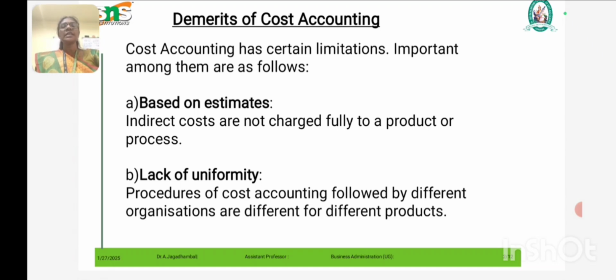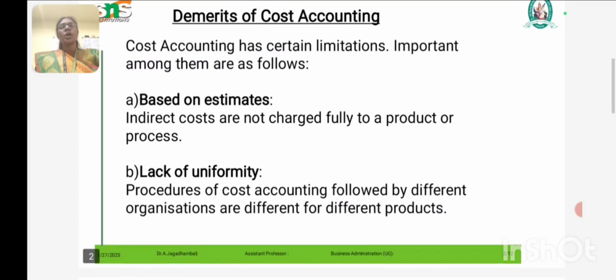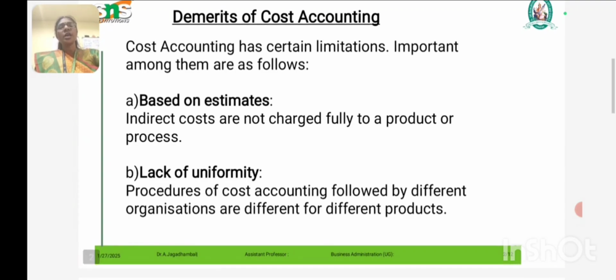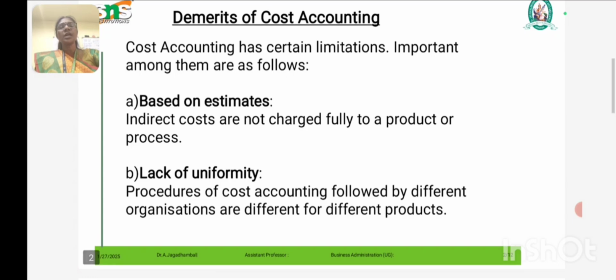Indirect costs are not charged fully to a product or process, because mainly in cost accounting only direct material, direct labor and direct expenses are added to the particular things. The indirect costs are not charged fully because we are taking only a limited amount, so it is based on the estimates level. So it is the main disadvantage.